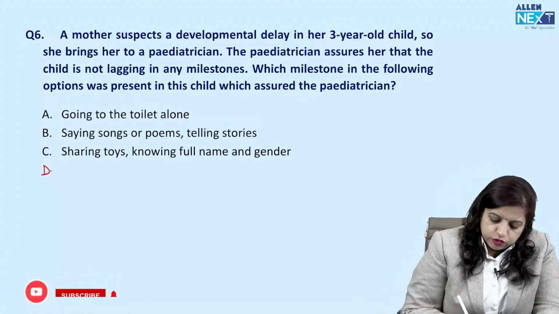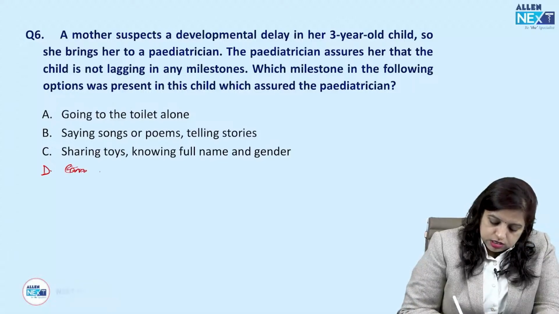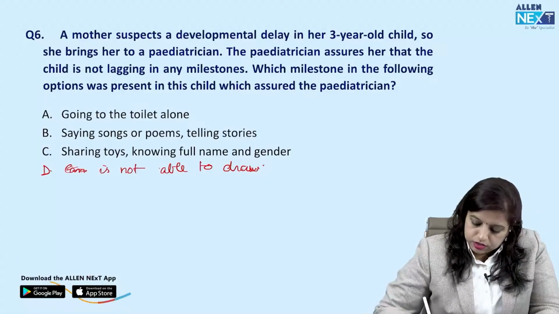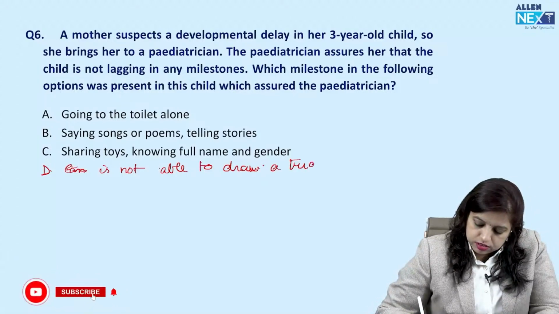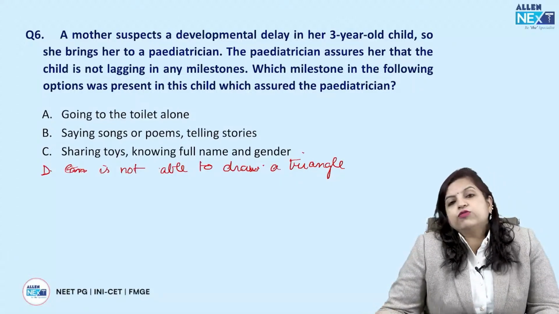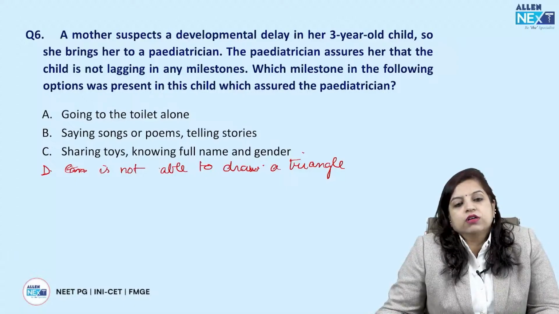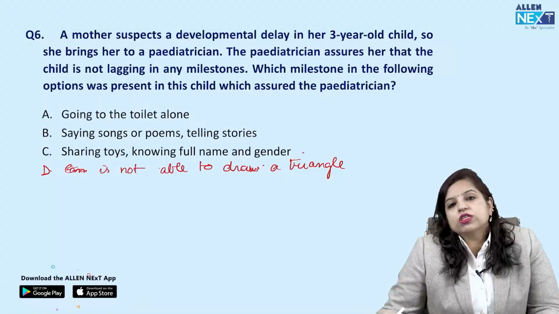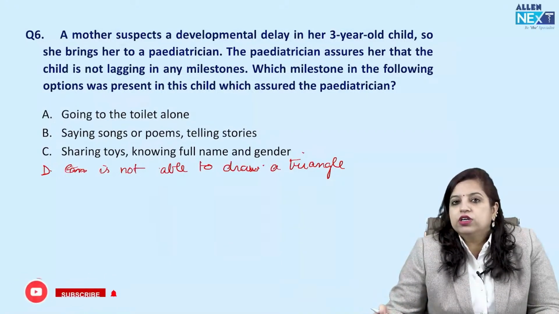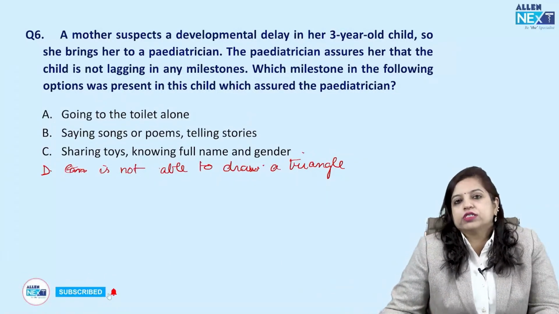So let me write a D option for you. The child is not able to draw a triangle. So, which milestone was present in this child, which assured the pediatrician that this child is actually of 3 years of age and not a point of concern at all.